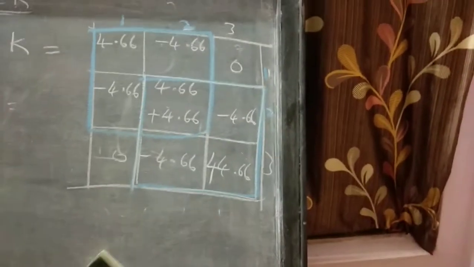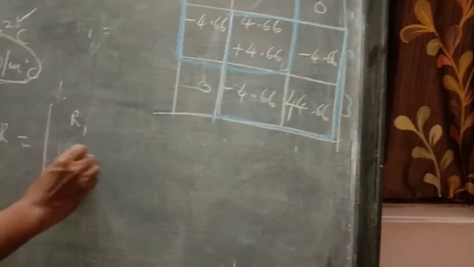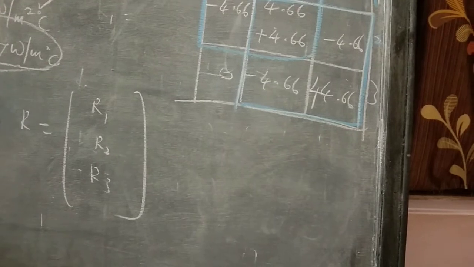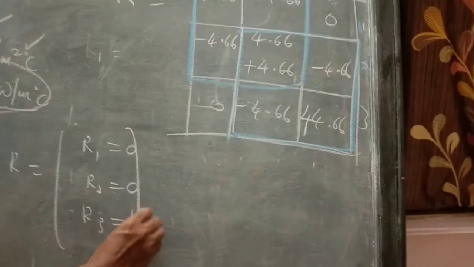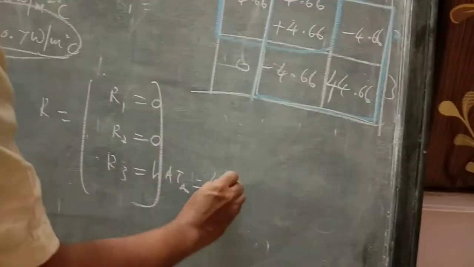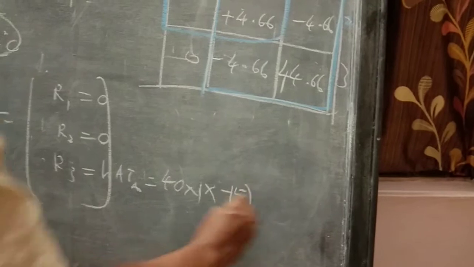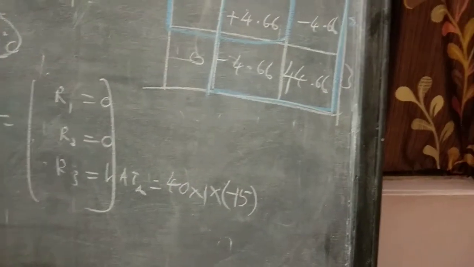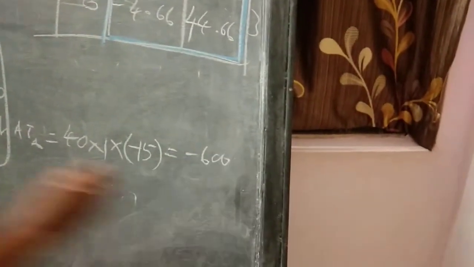Now also generate the heat rate vector, R equals R1, R2, R3, that is the force vector due to the convection. R1 is 0, R2 is 0, and R3 is HAT infinity, because the convection occurs on the right side surface, that is at node 3. H value is 40, area is 1, and T infinity is minus 15 degrees Celsius. Calculating 40 into 15 gives 600, so minus 600 is the R3 term.